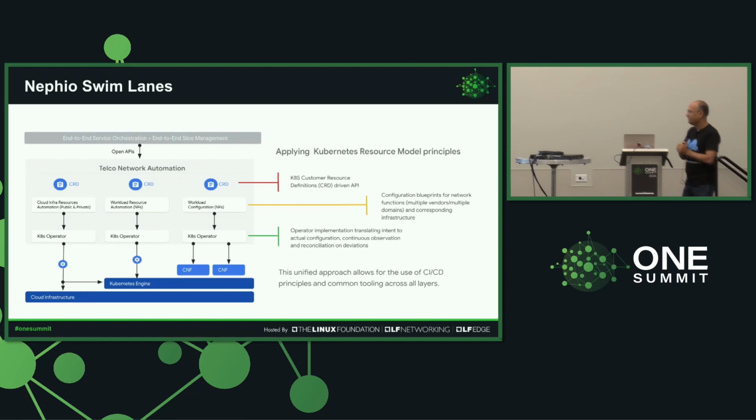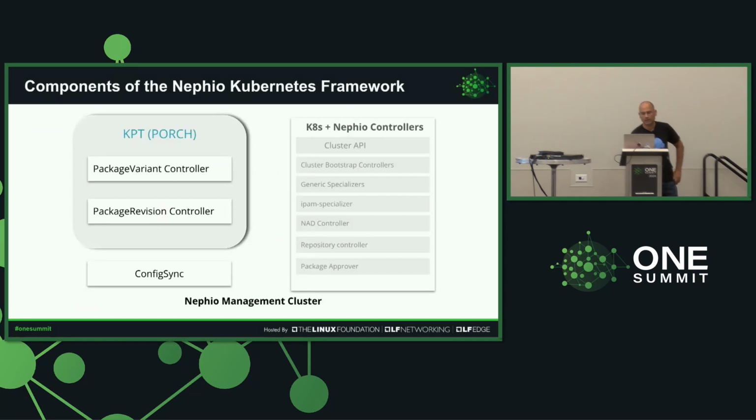And you have operators that translate the intent to actual configuration that the device, network function, or application understands. And all 3 swim lanes are wrapped in a GitOps approach that cuts across all 3 layers. So this shows the 3 components of Nephio.